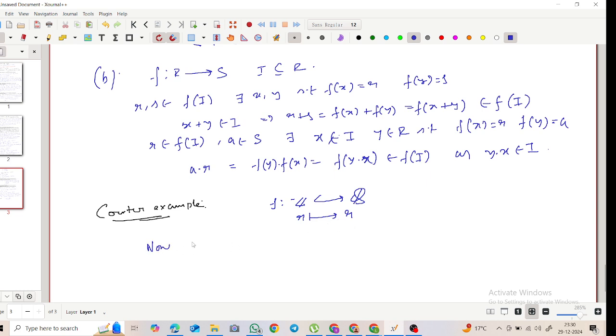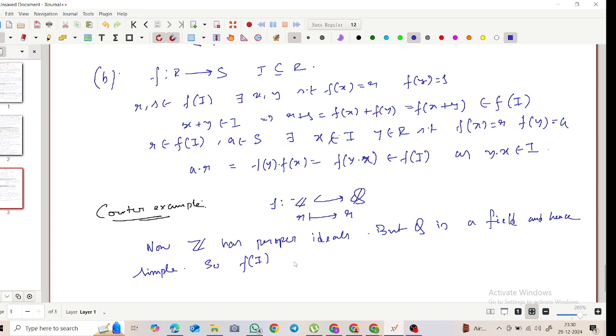Now Z has proper ideals, right? But Q is a field and hence simple. So if I is not an ideal, if I is never an ideal, if I is not 0. Okay.